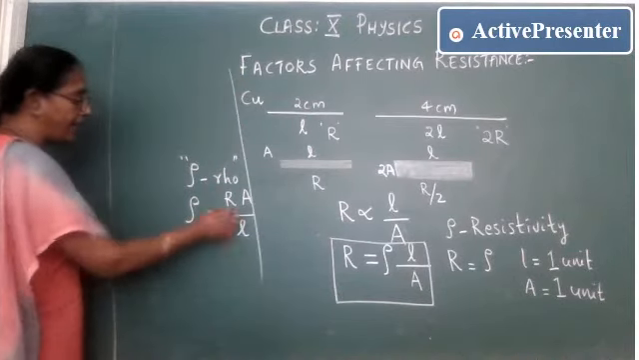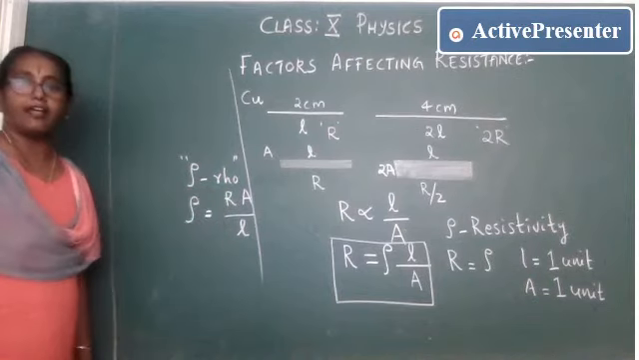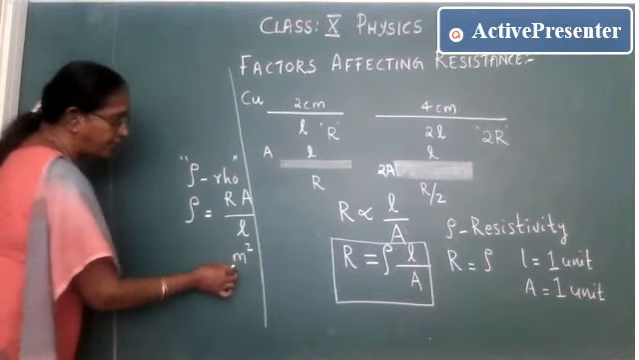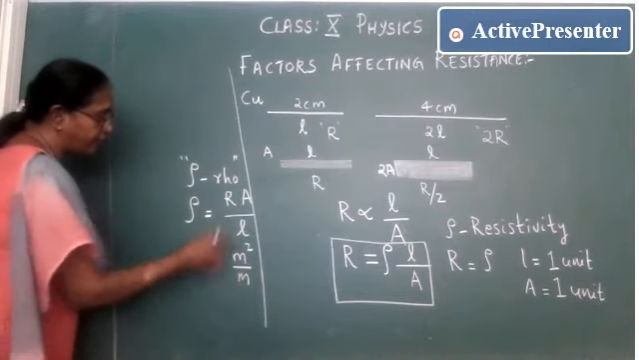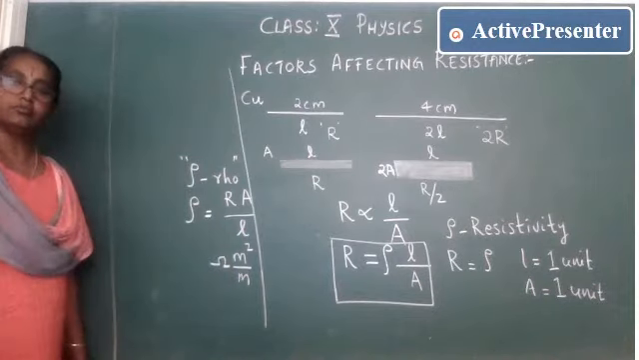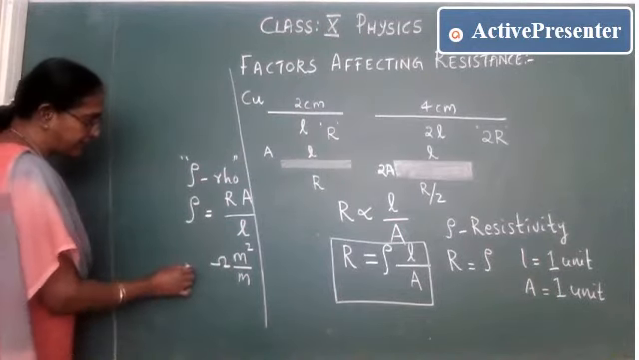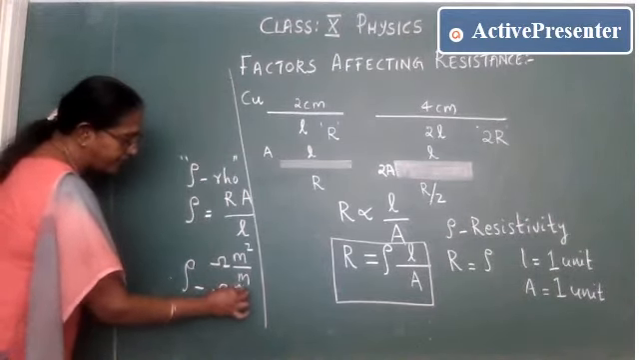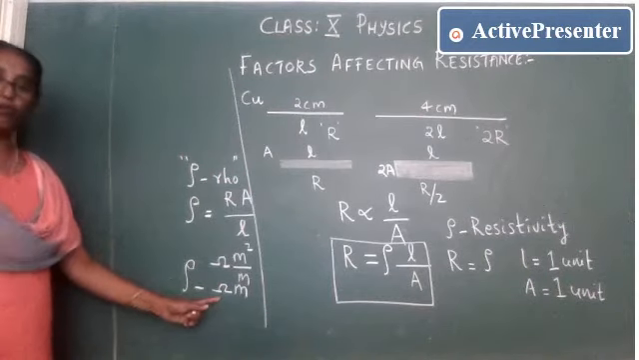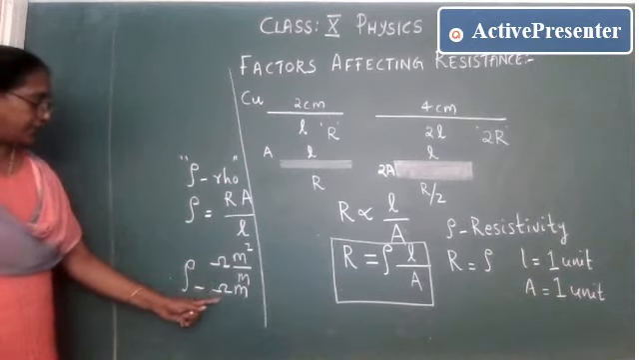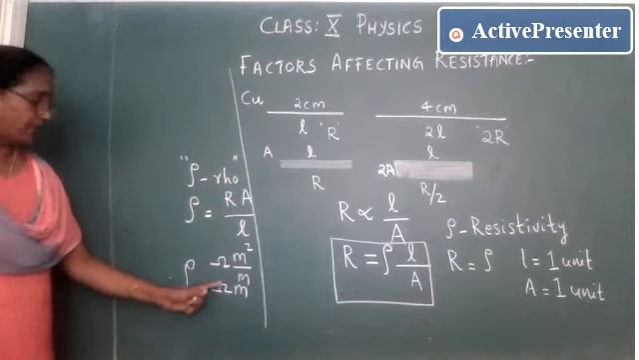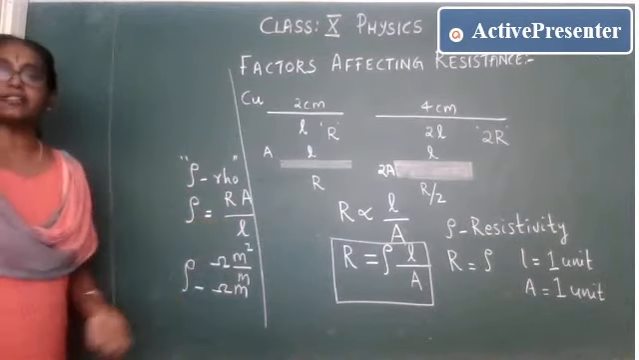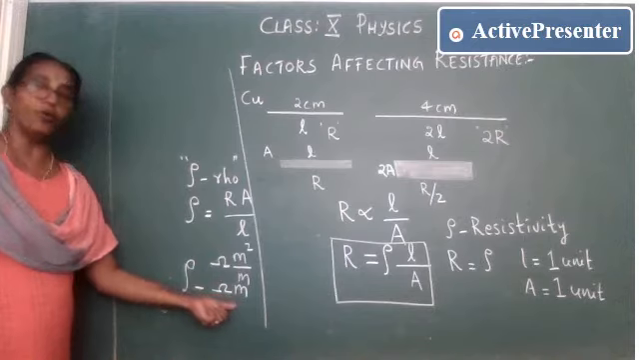Now if you take R A by L, the unit for area of cross section is meter square, the unit for length is meter, and the unit for resistance is ohm. Therefore, what will be the unit for resistivity? Resistivity can be measured in ohm meter. This is the symbol for ohm, and the unit for measuring resistivity is ohm meter. Whereas the unit for resistance is ohm, the unit for resistivity is ohm meter.